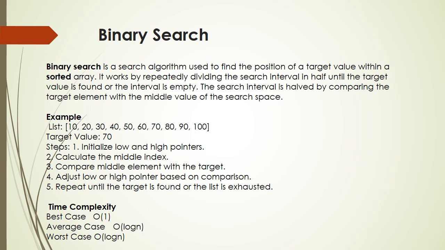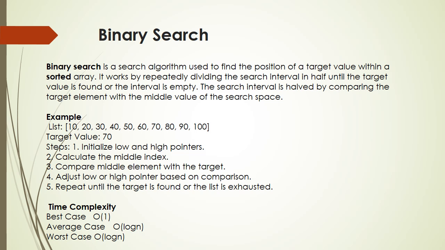Now calculate the new middle value. Mid is equal to (5 plus 6) divided by 2, which is 5.5. Again we take the floor value, so mid is equal to 5. The element at index 5 is 60. Compare 60 with 70. Since 70 is greater than 60, the target must be in the right half of the current sublist. Adjust the low pointer to mid plus 1, which moves it to index 6.